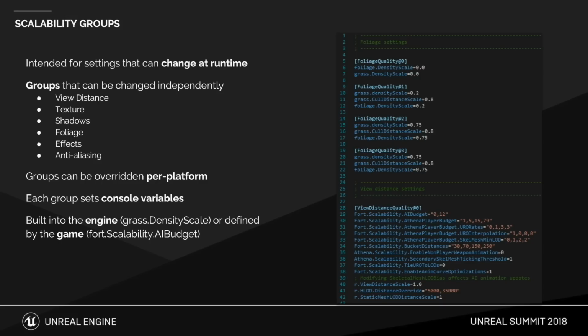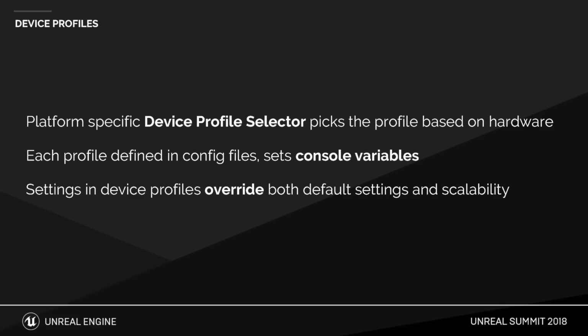So now we have to decide which scalability group we want to use on which devices. We do that using device profiles. At game startup, on Android and on iOS, we look at what kind of phone we're running on, and we have a bunch of profiles, and we choose the most appropriate one for that device. And then that device profile can set any console variables it likes, including scalability settings, or it can also override the default settings for the engine.